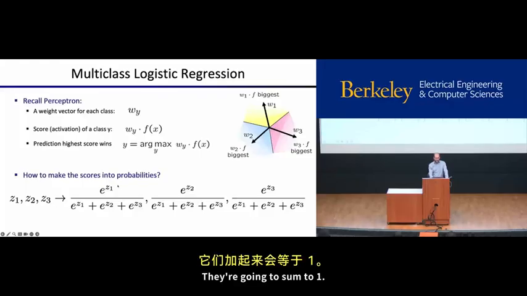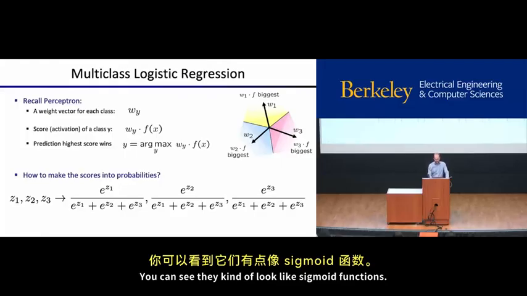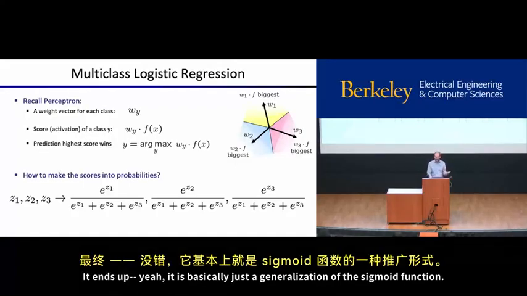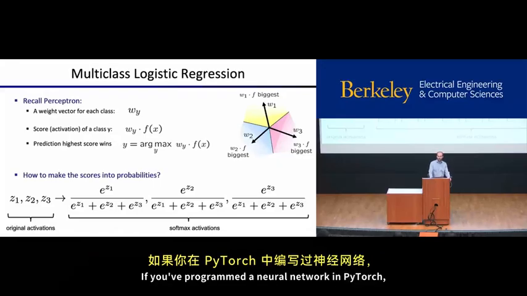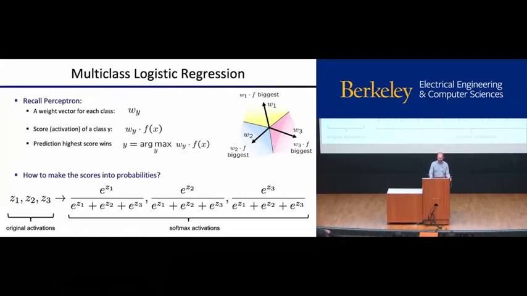Okay, they're going to sum to 1. That's good. They're going to be positive. That's great. These are perfectly good probabilities. You can see they kind of look like sigmoid functions. It ends up, yeah, it is basically just a generalization of the sigmoid function. So these are our original activations, and these are called softmax activations. If you've programmed a neural network in PyTorch, maybe you've called the softmax function.